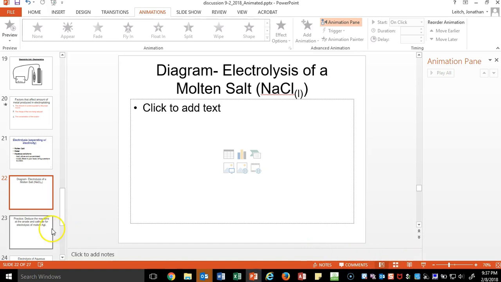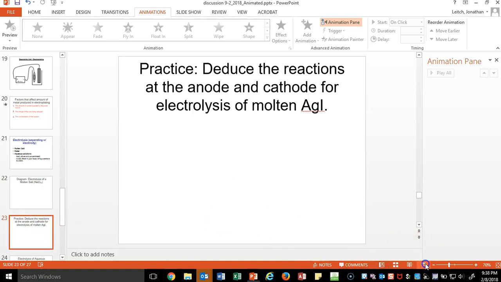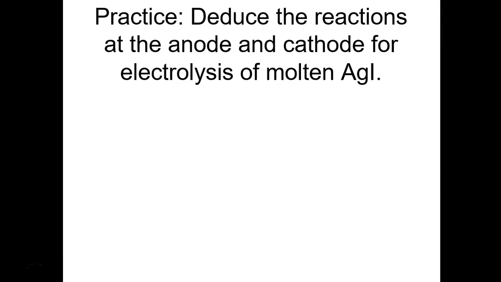So here on the next slide is a little practice for you to do. Deduce the reactions at the anode and the cathode for the electrolysis of molten silver iodide. Remember, the starting point will be the ions, so you first have to determine which species will be oxidized and which will be reduced, and just write the half reaction. So go ahead and do that.